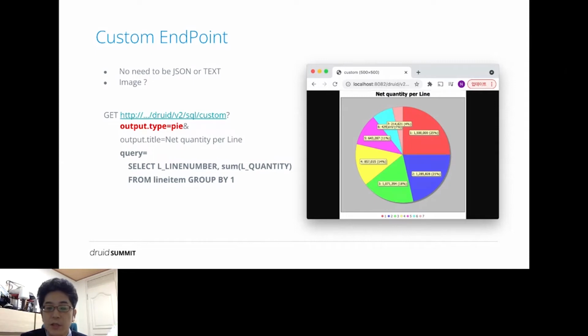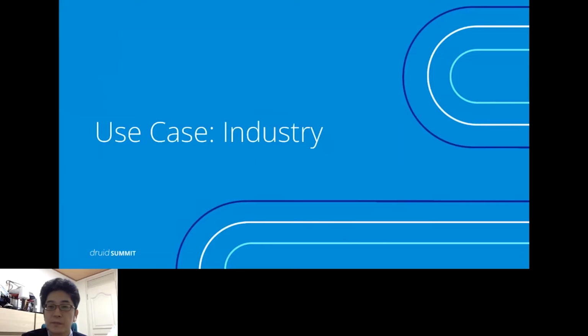Here is a simple SQL query making the net sum of quantities per line number. And the new formatter will show you a pie chart in the web browser. Next is industrial companies.